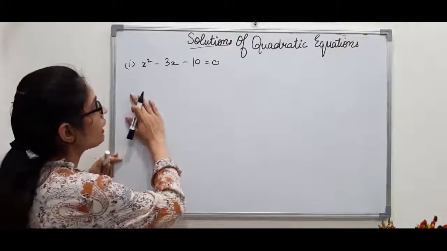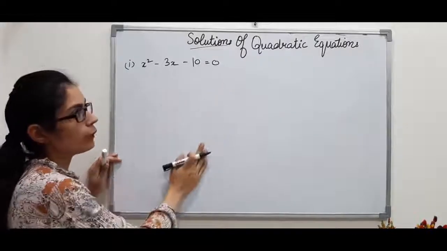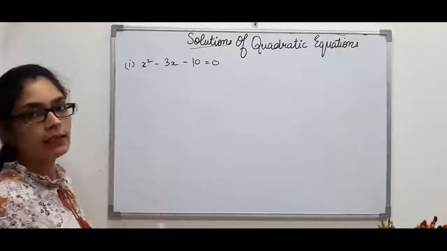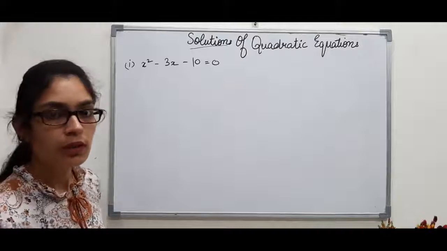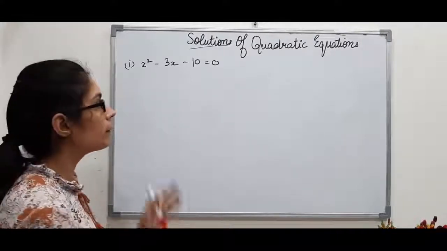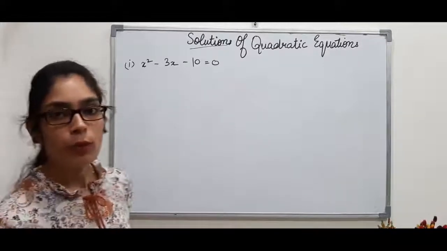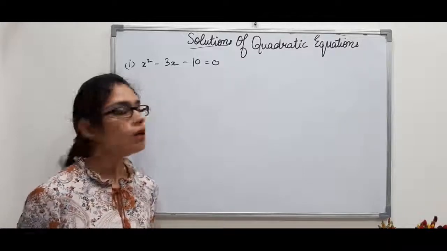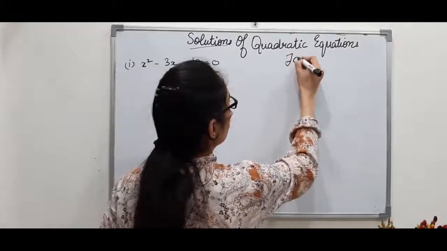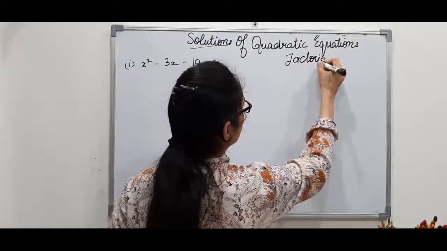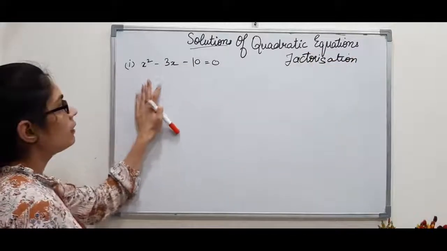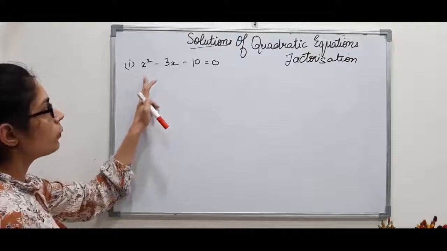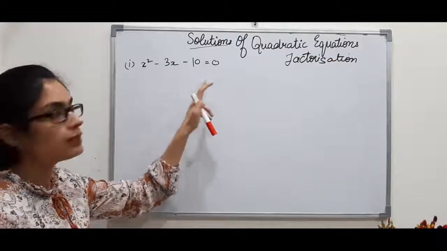So we have to find the root of this given equation, and we can see this is a quadratic equation. Root or solution, both the words are same in meaning. So the solution of a quadratic equation can be found by the method of factorization. So that's what we are going to do now. Our equation is x square minus 3x minus 10.